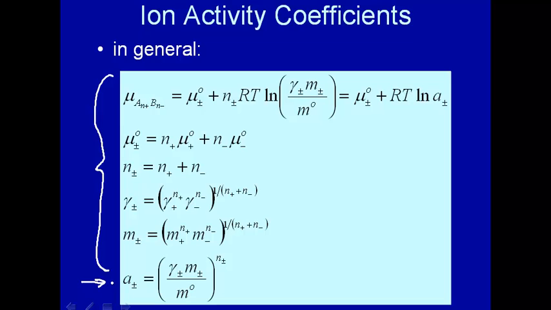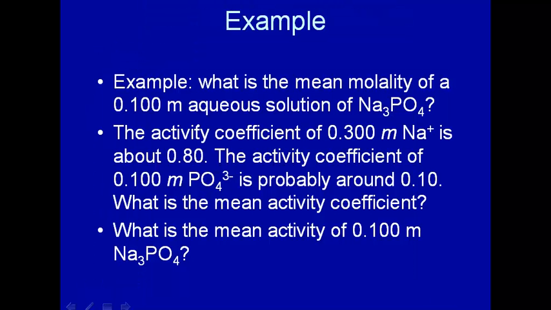Now, the average activity of the ions in solution is this expression here, where you have an average activity coefficient, which is defined as the activity coefficient of the pluses and minuses separately. All right, so that was the point of that. Let's do some examples and see if we can figure this thing out.